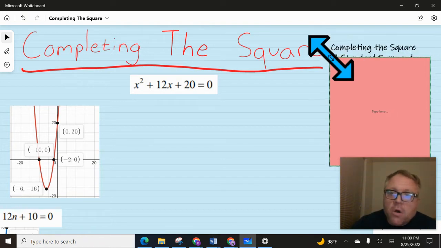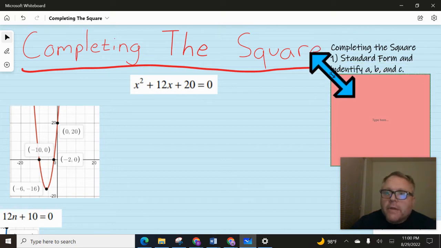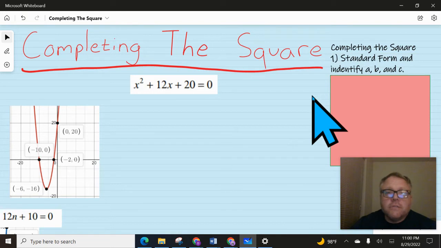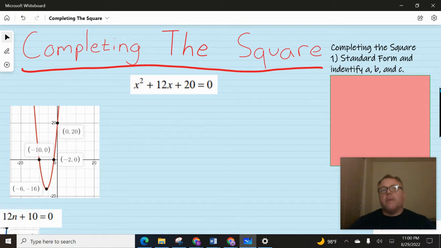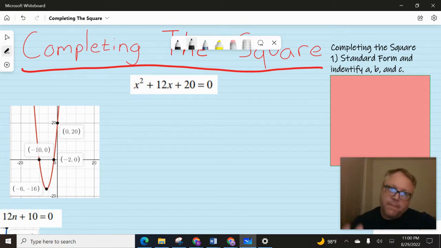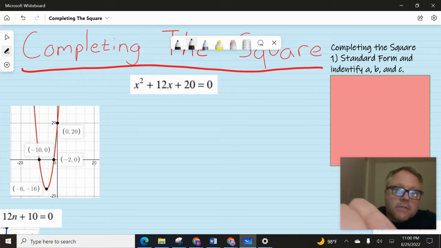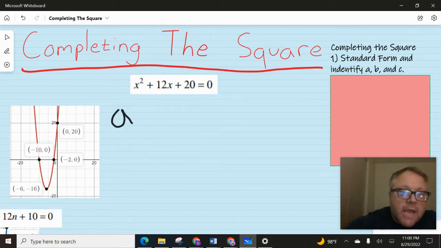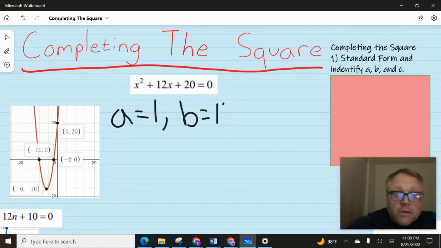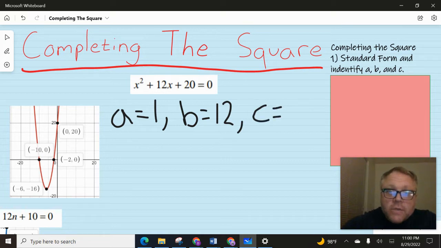Okay, the first step is, are you in standard form? So we identify what's A, what's B, and what's C. You can see our quadratic is set equal to 0. A is going to be the number in front of x squared. B is going to be the number in front of x, and C is going to be the constant. So when I say A in this example, I'm talking about 1. When I say B, I'm talking about 12, not 12x. I see that a lot. Let's not do that. A, B, and C are just numbers here, and C is 20.